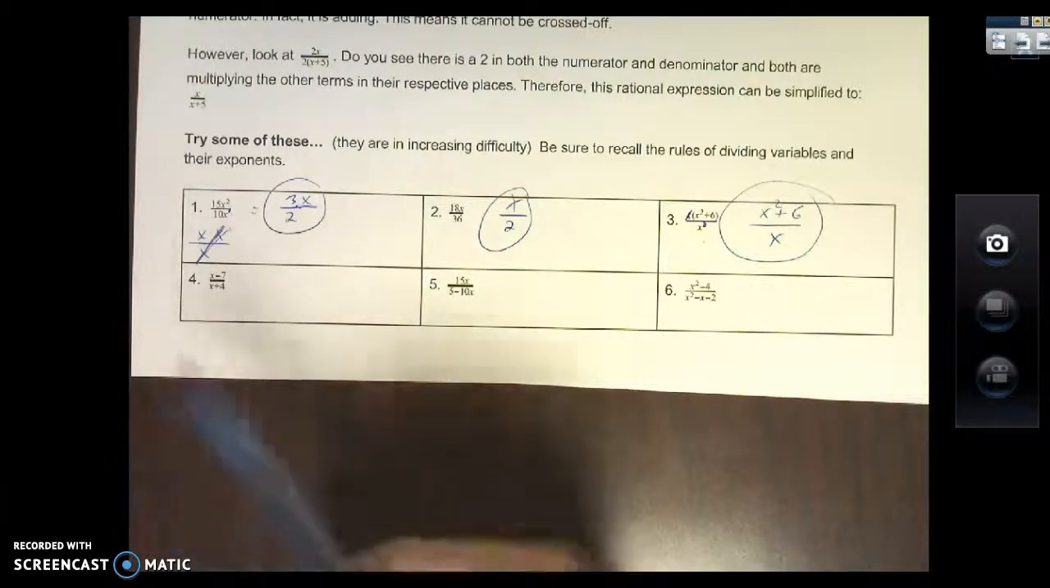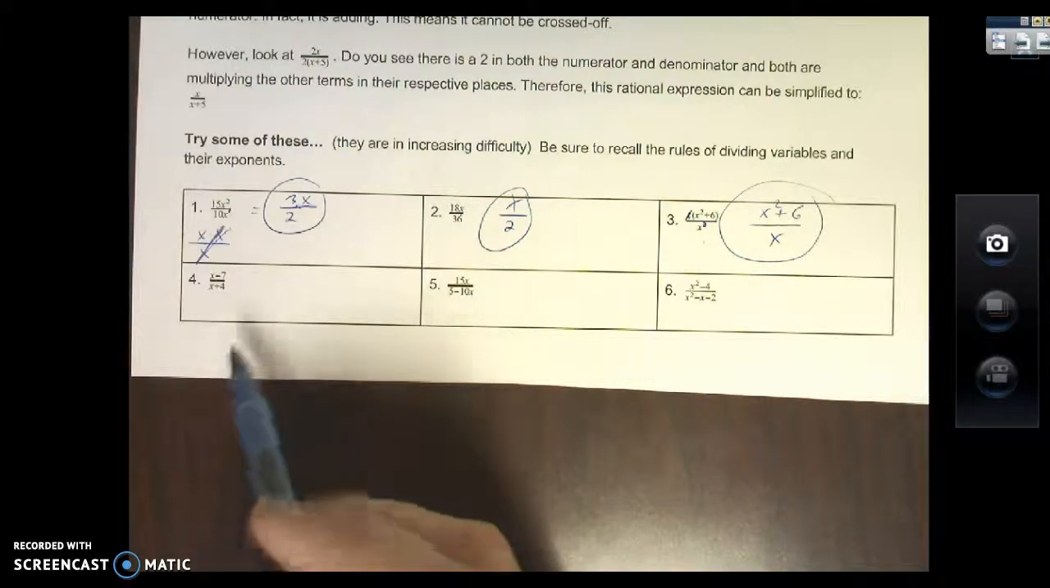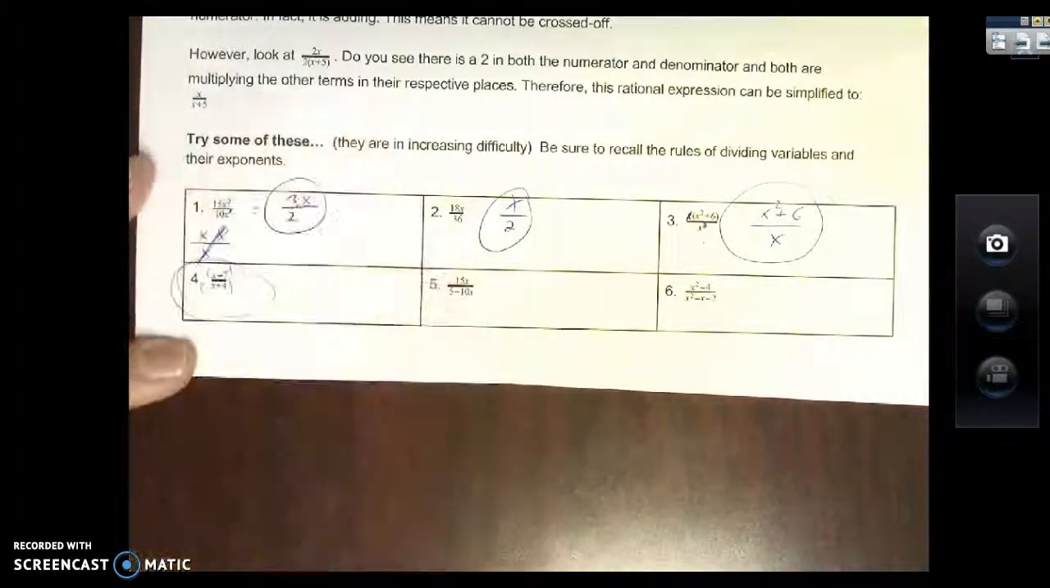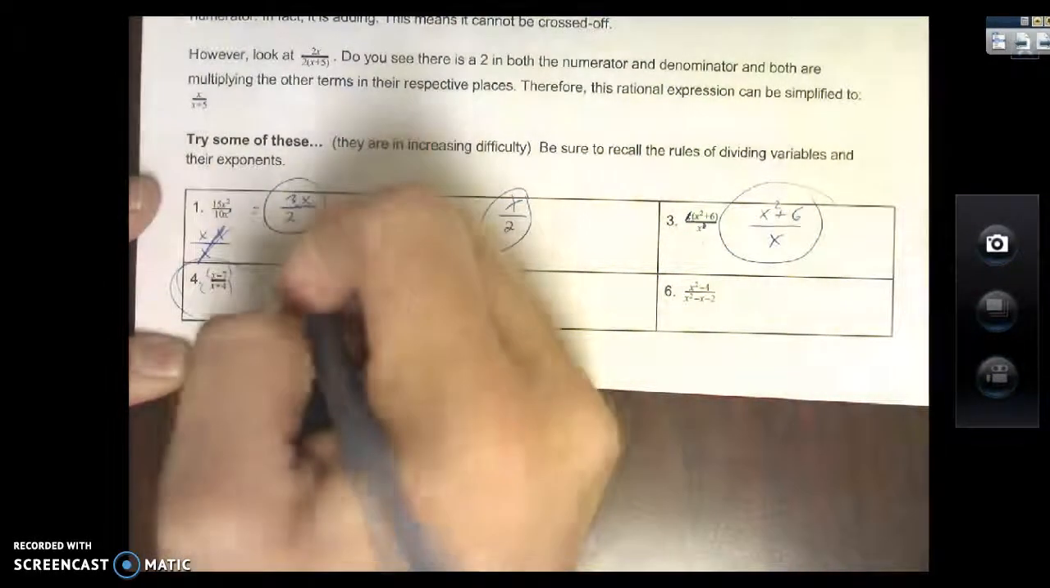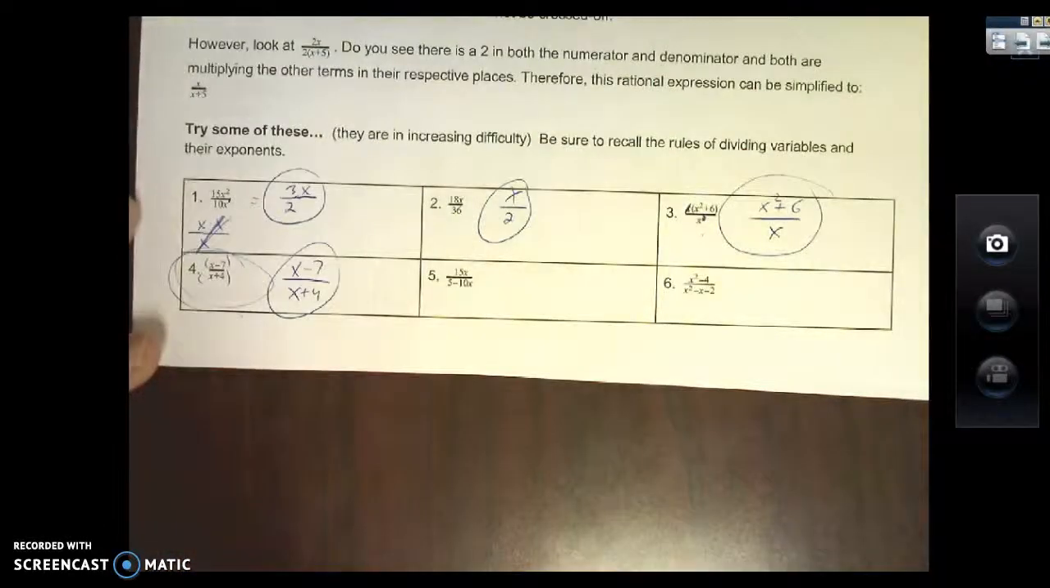At first glance, you're really thinking to yourself, man, I'd love to cancel those x's out and just get rid of them. However, it's a binomial. In order to cancel something out, it needs to be common throughout all of it. That's your answer. Your answer is just x minus 7 over x plus 4. I can't reduce anything down there.